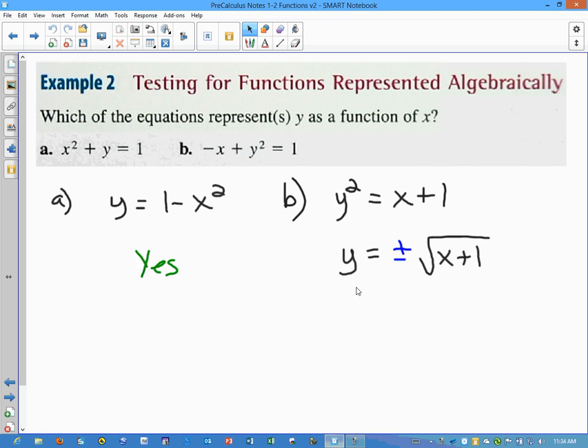So now, with a little bit of logic, if we plug in a number for x, then we're going to get plus or minus some number. And that means y could be two possible values, which makes it not a function. So b would be no, it is not a function.